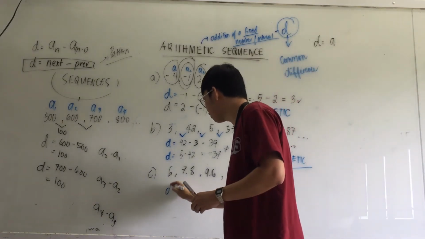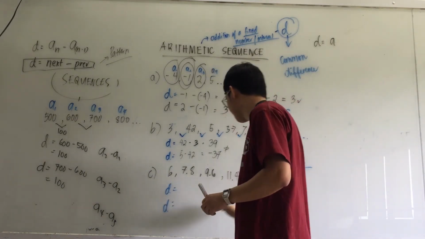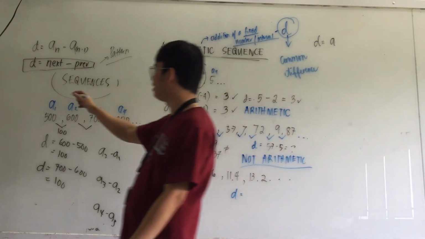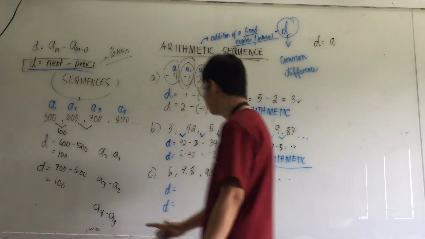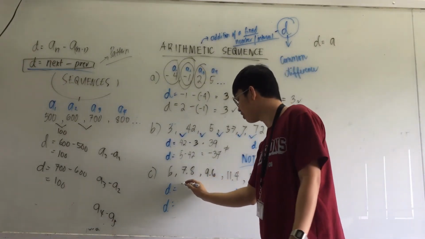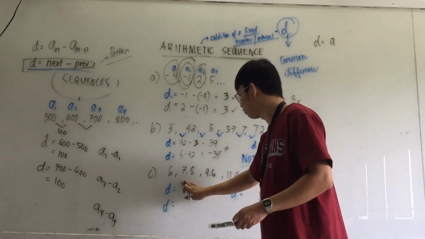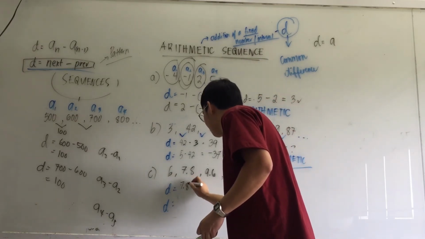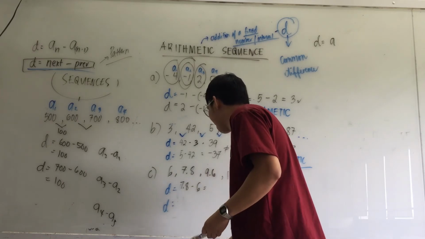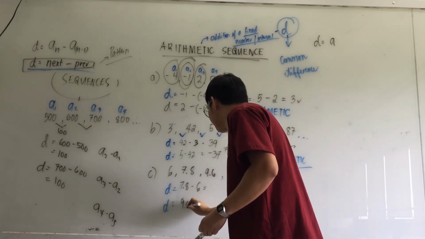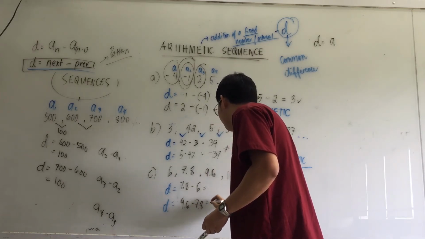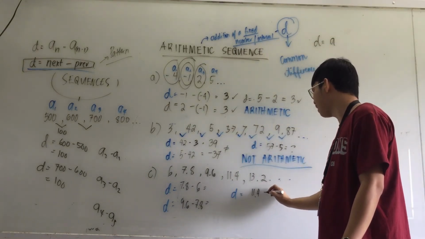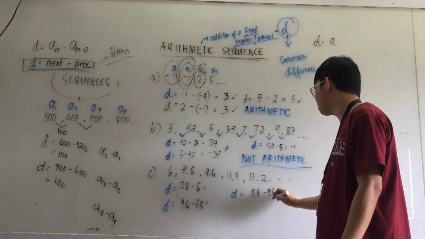So we have to find D, and then D, and then another D. Again, remember the formula: next minus previous. So next here is 7.8. 7.8 minus 6 equals blank. 9.6 minus 7.8 equals blank. And then 11.4 minus 9.6 equals blank.